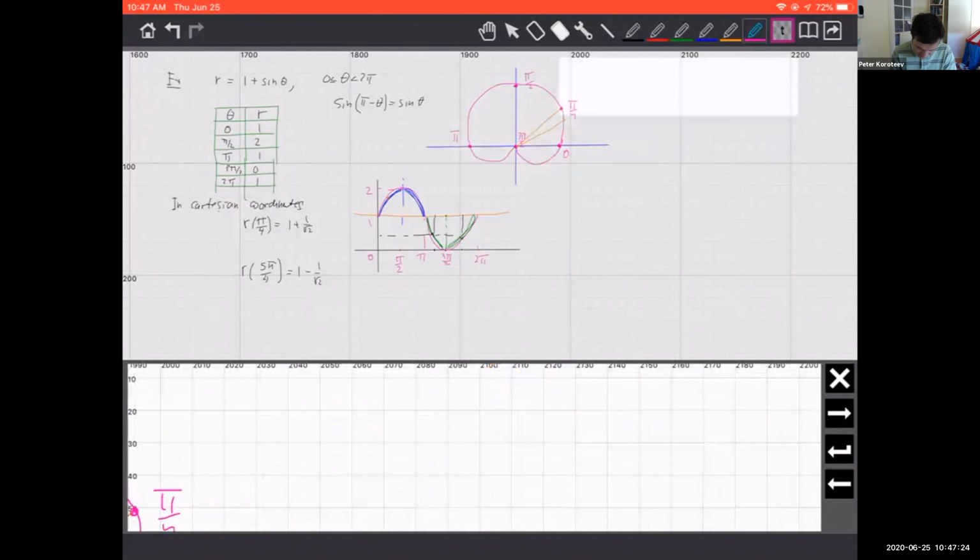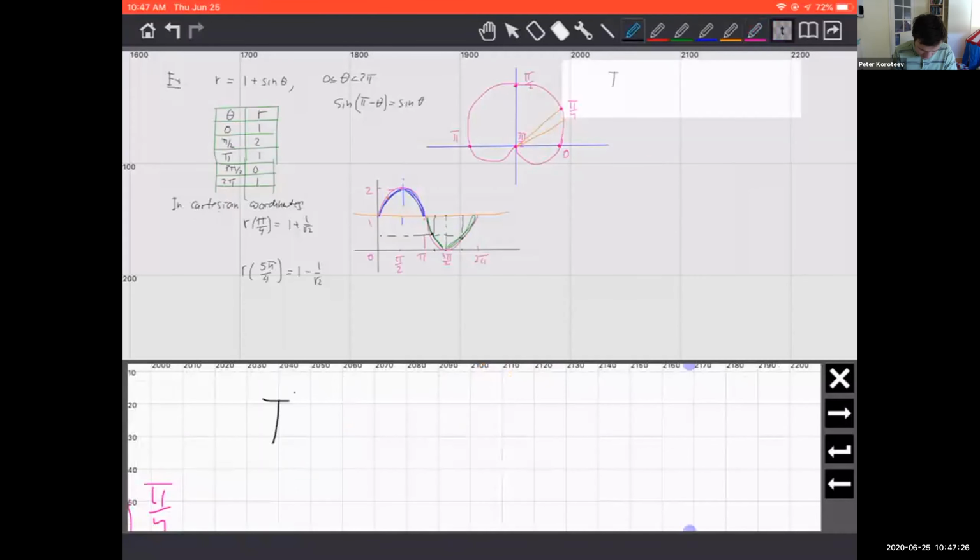So this curve is called the cardioid. Cardio, you know, it's a heart, right? So it does look like a heart if you have enough imagination. That does look like a heart.